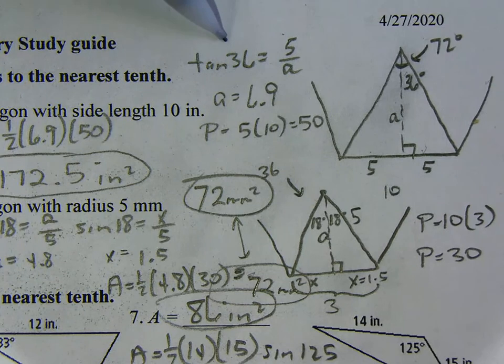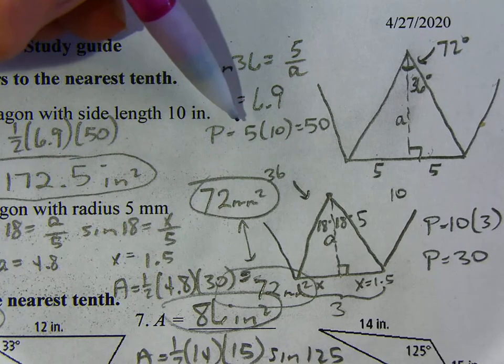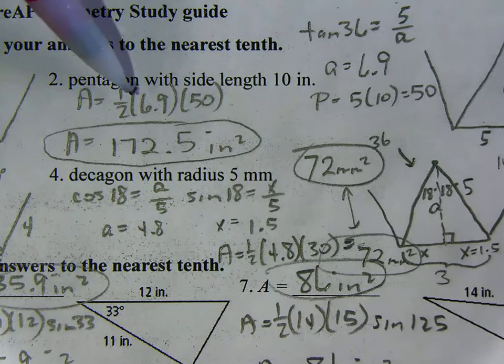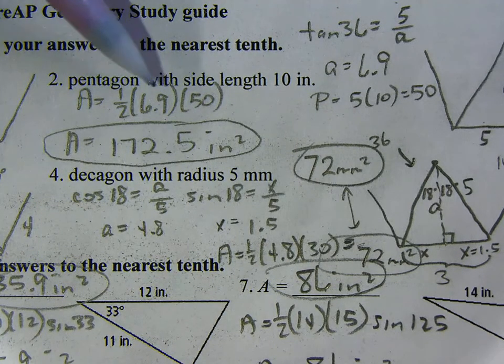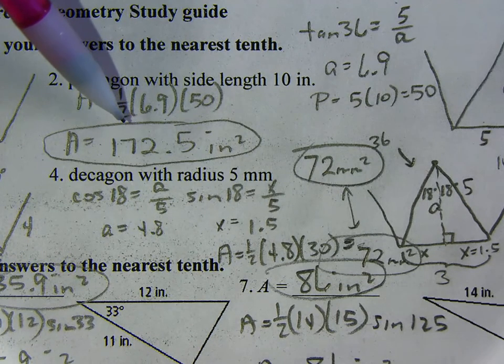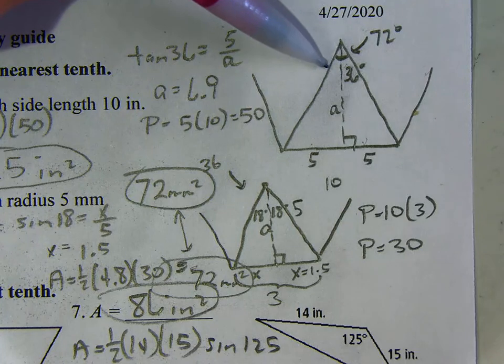So 5 divided by the tangent of 36 is 6.9. I'm just going to check that. 5 divided by tangent of 36 equals 6.88, 6.9. So that's my apothem. Then the perimeter, since it's a 5-sided polygon, a pentagon, 5 times 10 is 50. So here's my formula. The area equals 1/2 the apothem, 6.9, times the perimeter 50, and I got 172.5 inches squared. Of course, you may not have done the rounding. So in the picture, the only thing that's different is we had to find the angle, which for a pentagon is 360 divided by 5, and then divide by 2 to get that angle.